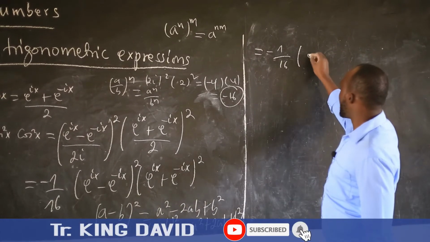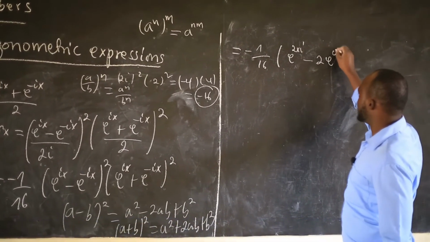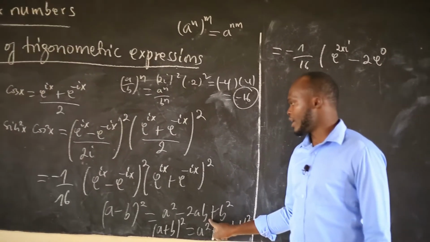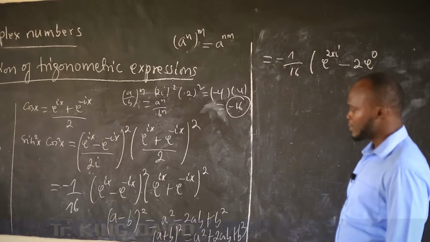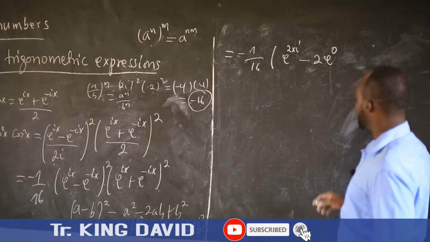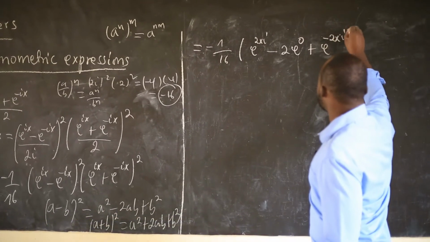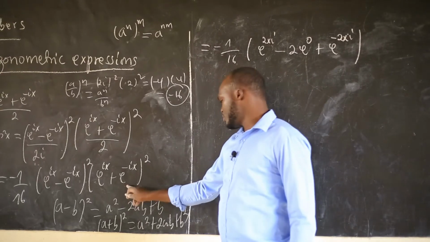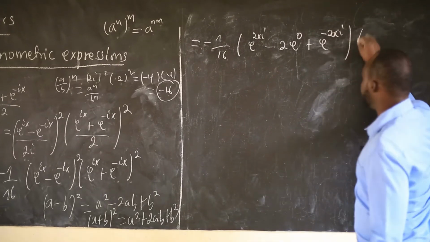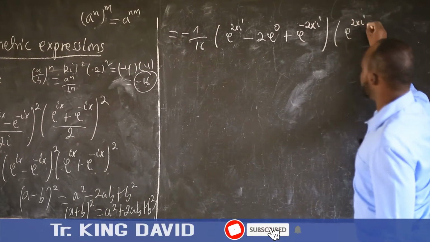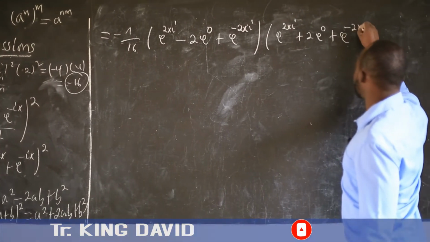It will be e power 2xi minus 2e power 0, because it is 2ab, and our a times b is e power ix times e power negative ix. When we multiply them, we add powers. It becomes e power 0. Then plus e power negative 2xi. The same applies to this, but what will change here is the sign. You see here it is negative, but here it is what? Positive. So it will be e power 2xi plus 2e power 0 plus e power negative 2xi.